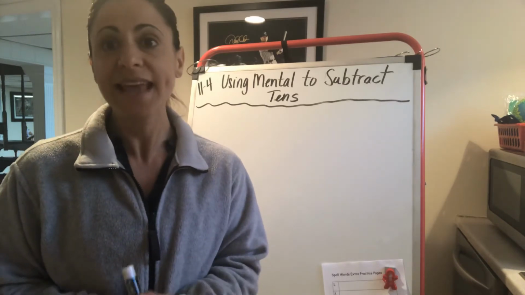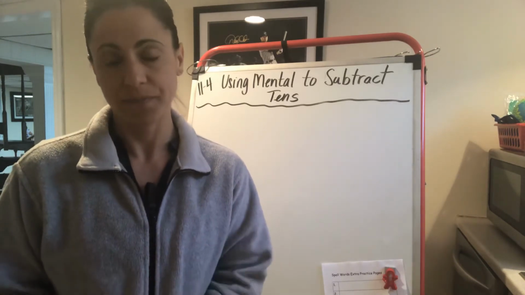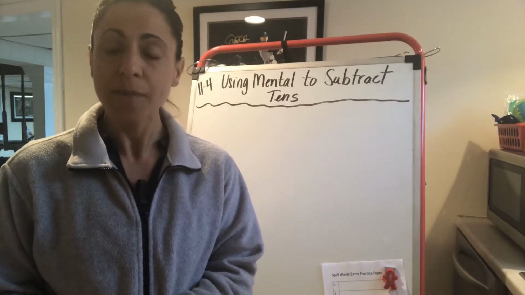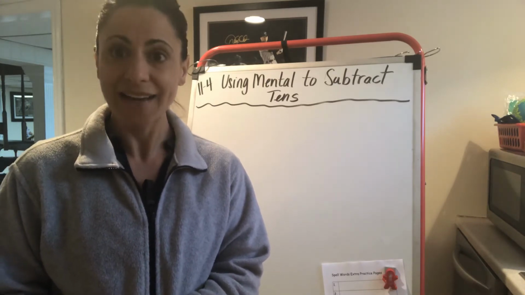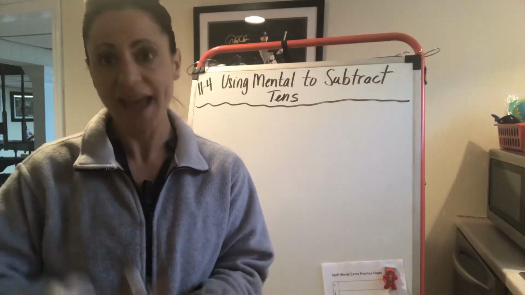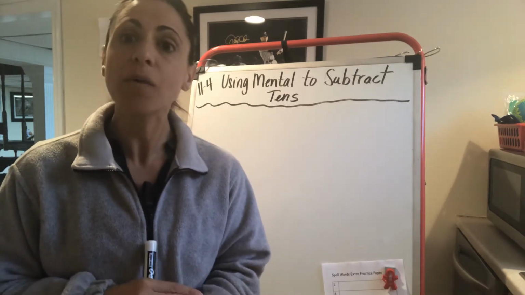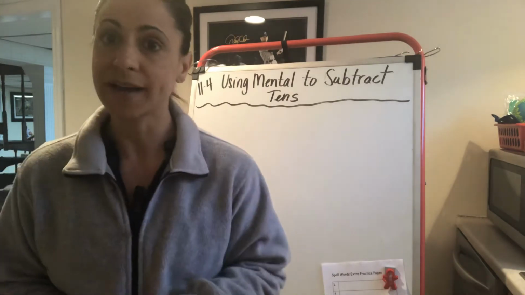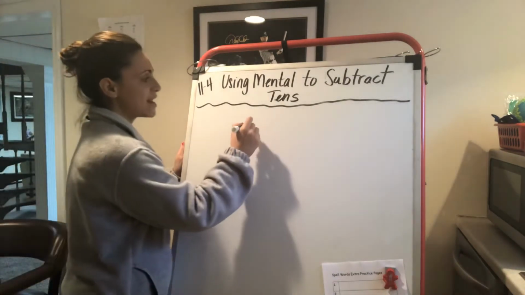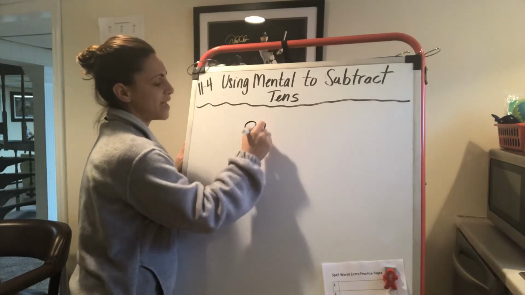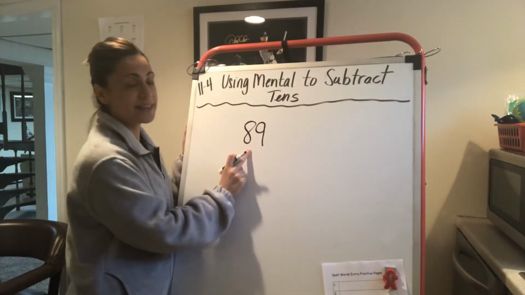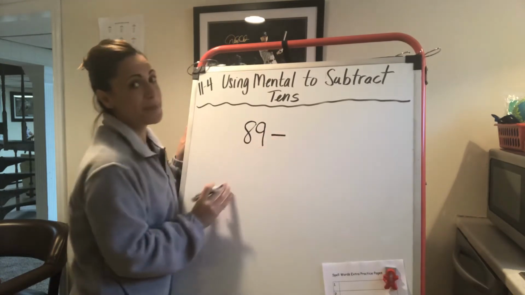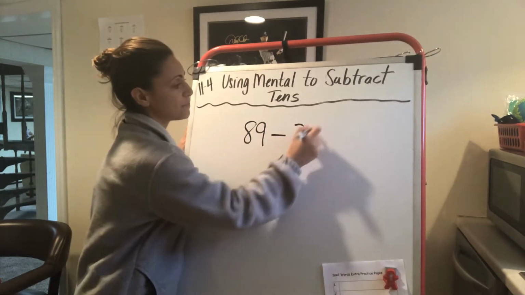Say Anthony has 89 baseball cards and he wants to give 30 baseball cards to Ben. My problem is 89 take away 30. Anthony has 89 cards. He's taking away 30 to give to his brother Ben. So my problem I would write on the board is 89, which represents the amount of cards that Anthony started with, and I'm subtracting because he's giving Ben 30 cards.